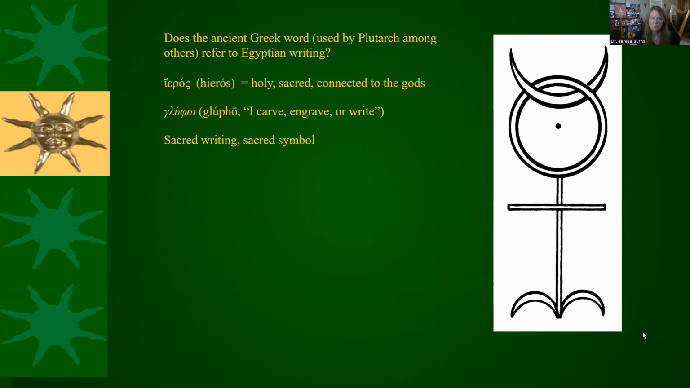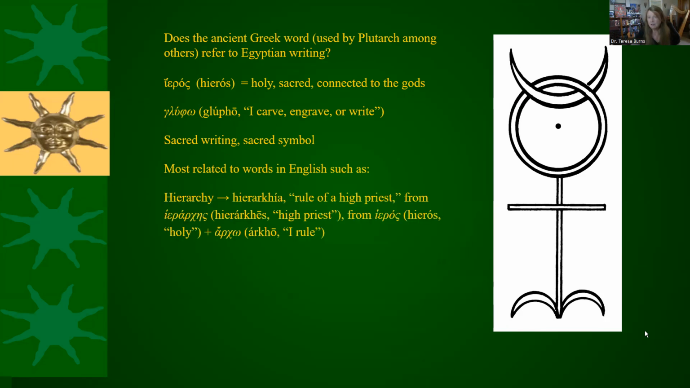and that's the way John Dee is using it. But wait, we might also notice some other words in English it's related to, like hierarchy. Now, I don't particularly like hierarchies myself, but the way we use hierarchy in English isn't the way it used to be used. It was the rule of a high priest, which, you know, not arguing for or against. I'm saying that's what the word comes from.